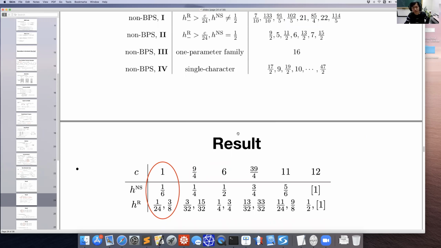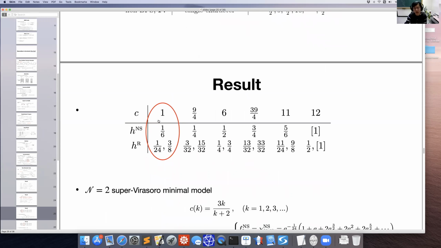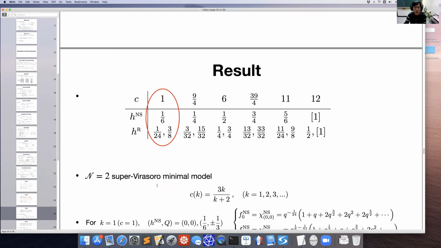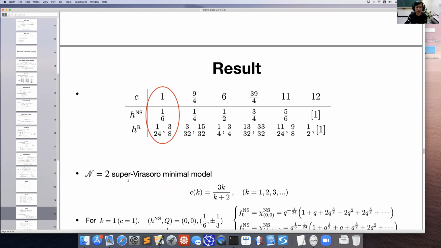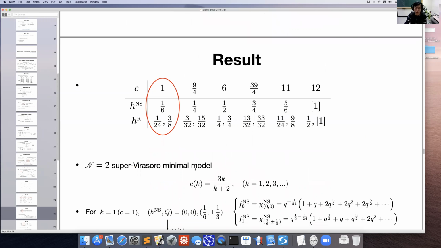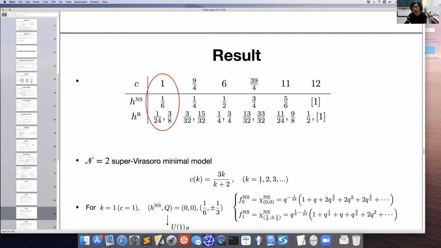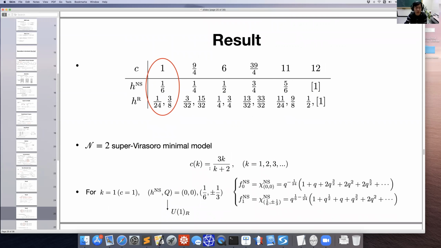This is the family that I will talk about for most of the rest of my talk. Here, let me give you a more detailed table of the families that we found, and let's identify them one by one. The first one is actually very simple. It turns out to be the N=2 super Virasoro minimal model. It's well known that those models are indexed by only one integer k, and for k equal to 1, c is equal to 1.